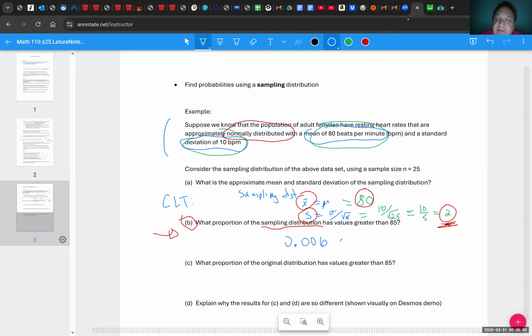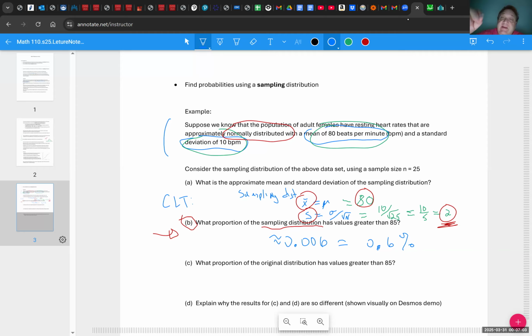0.006, which is approximately equal to 0.006, which is equal to 0.6%. So very, very few times when I create a data point for the sampling distribution, in other words, I gather 25 women together, I measure their resting heart rates, and I find the mean, very few times this will be larger than 85.